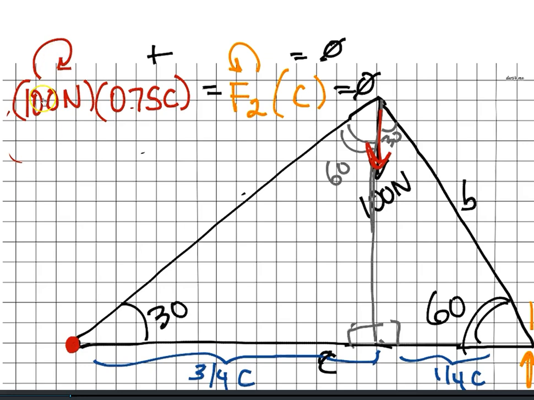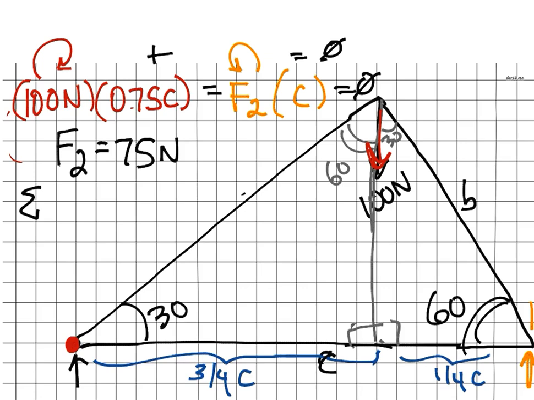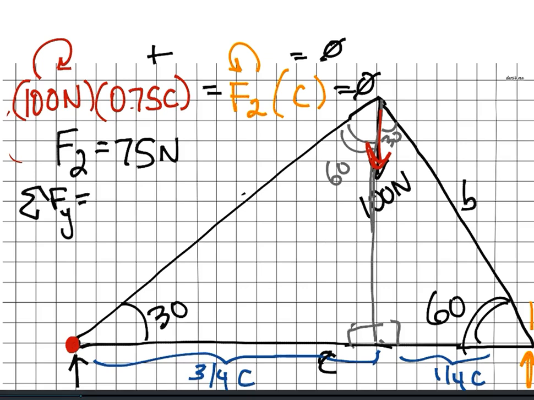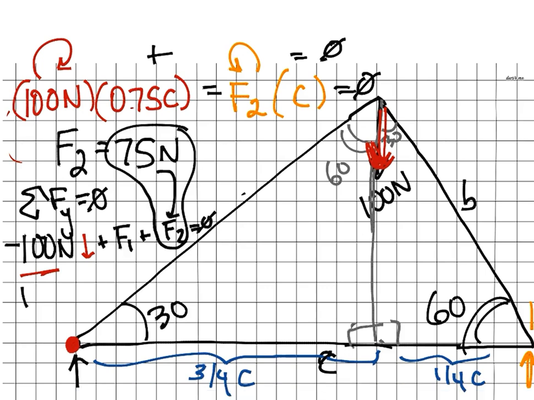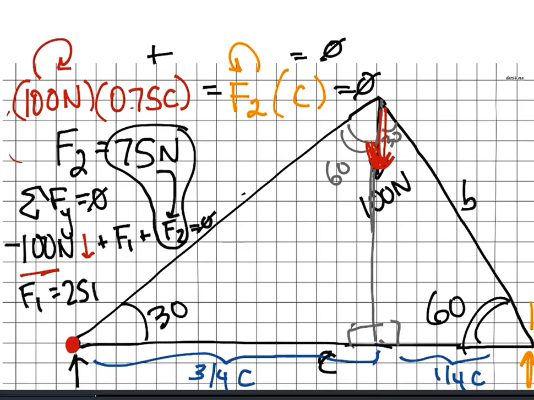So we know the sum of those two. Here's my conservation of moments, right? The sum of the two moments, clockwise and counterclockwise, equals 0, which means we can very easily solve for F2. F2 must be 75 newtons. And then we also know that the sum of all the vertical forces, which are F1 pushing up, the external applied force pushing down, and F2 also pushing up, equals 0. So if the external applied force is 100 newtons and F2 is 75 newtons, that means F1 must be 25 newtons.